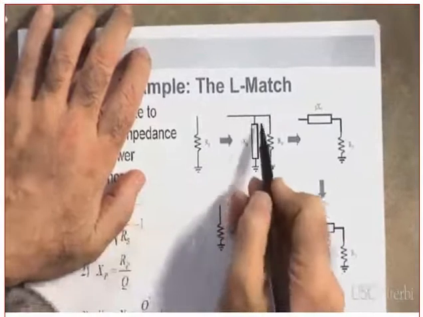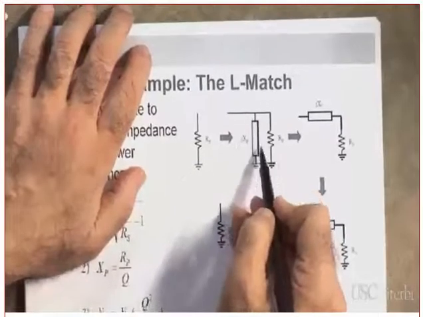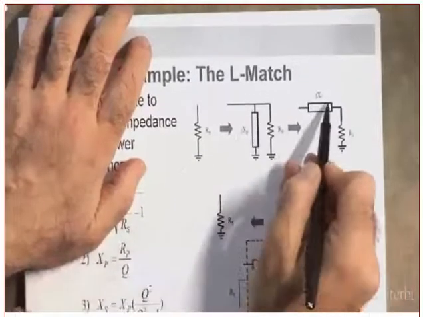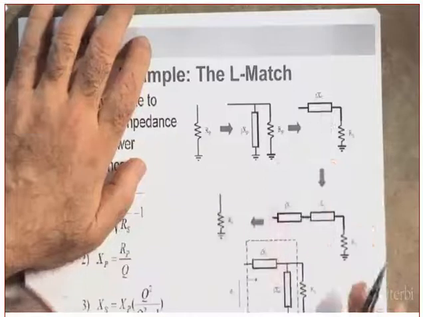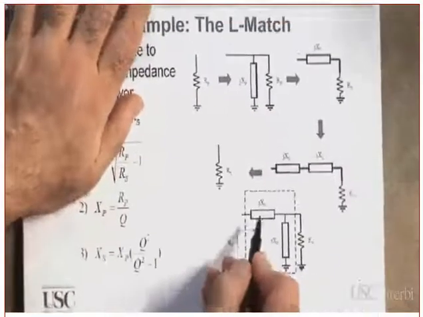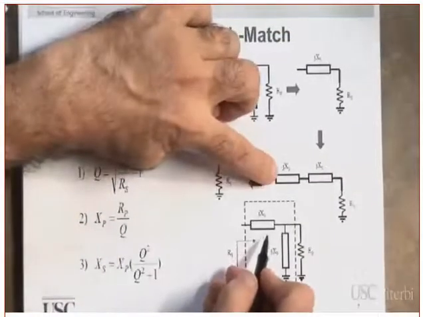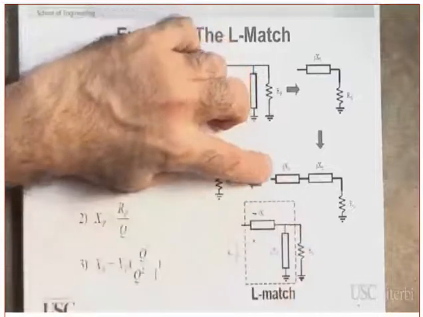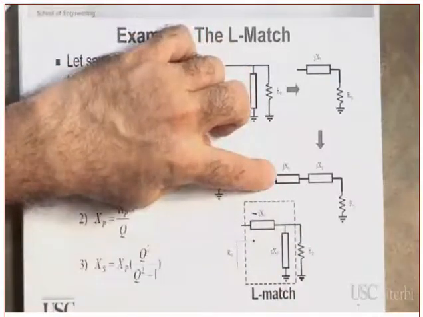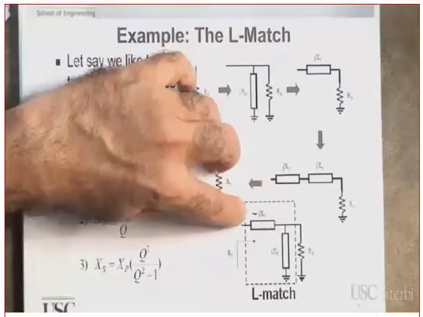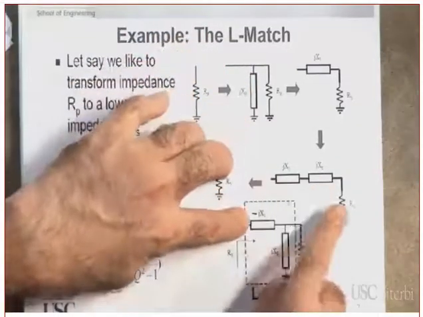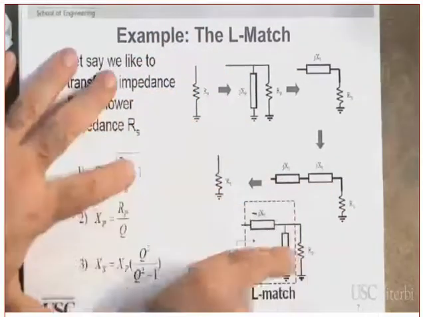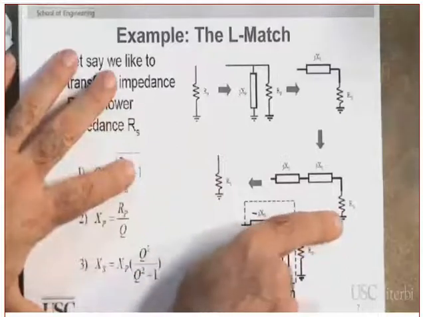Clear? Then you change the parallel combination to a series combination. You follow me or not? Then you add a series component. There is a typo here, this minus. You add a series component with the opposite sign to cancel this, and you end up with just a series resistance.